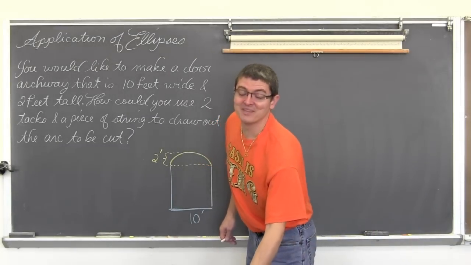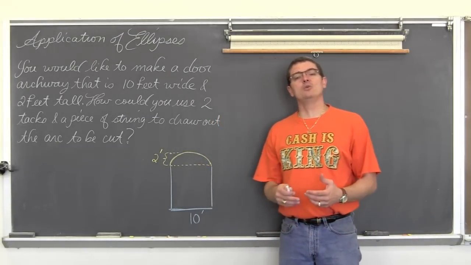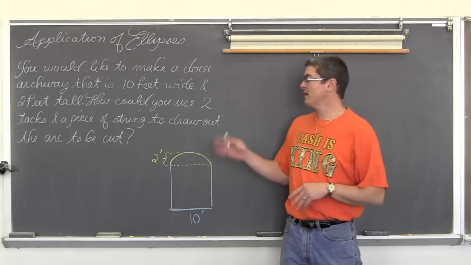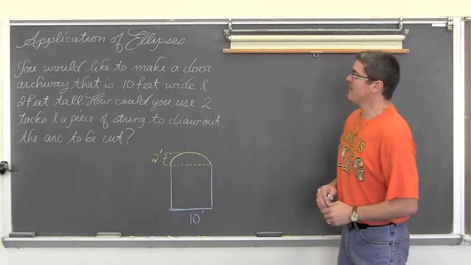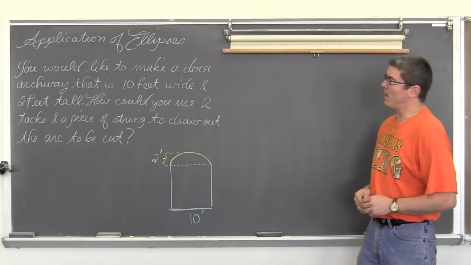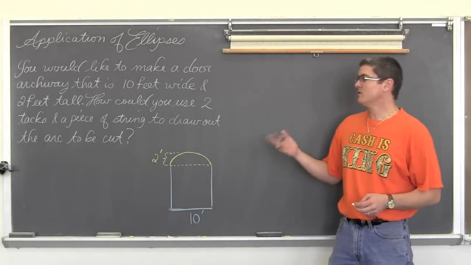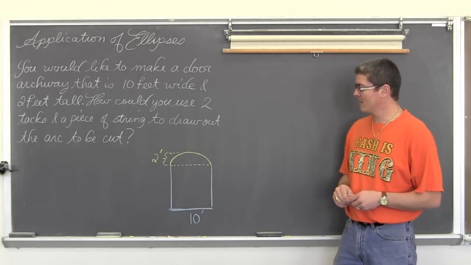Bam! Mr. True. In this video, we're going to work through a few word problems or a few application problems involving ellipses. Here's the first one. You'd like to make a door archway that is 10 feet wide and 2 feet tall. How could you use 2 tacks and a piece of string to draw an arc to be cut?